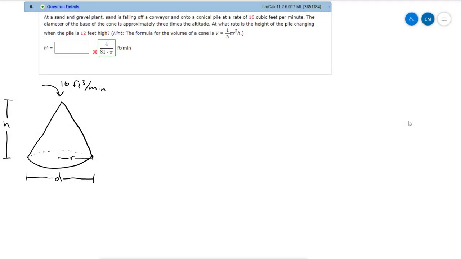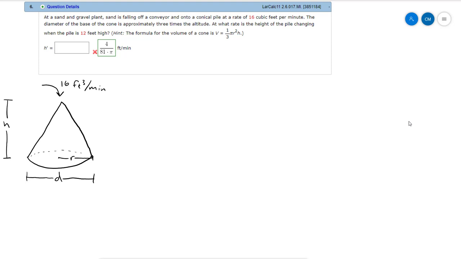So we're told that the sand is falling off a conveyor belt onto this conical pile at a rate of 16 cubic feet per minute. So I've got that drawn here. There's the pile. This is the radius of the base. There's the height of the pile, and then there's the diameter.